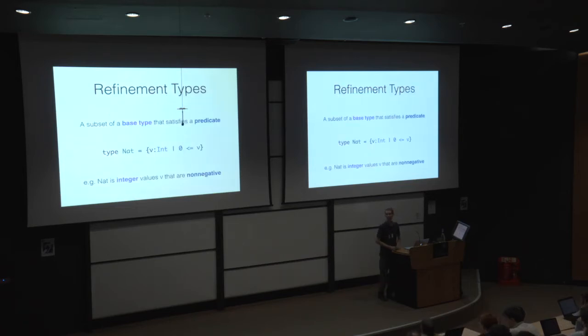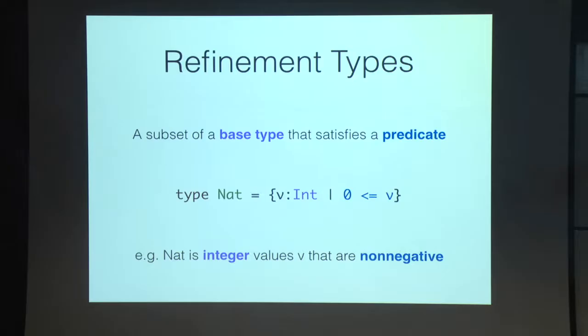So first, if you're unfamiliar with refinement types, a refinement type has two parts. There's a base type and a predicate. So in this example, we have nat, which has the base type of int, and the predicate being non-negative. So this is the natural numbers.